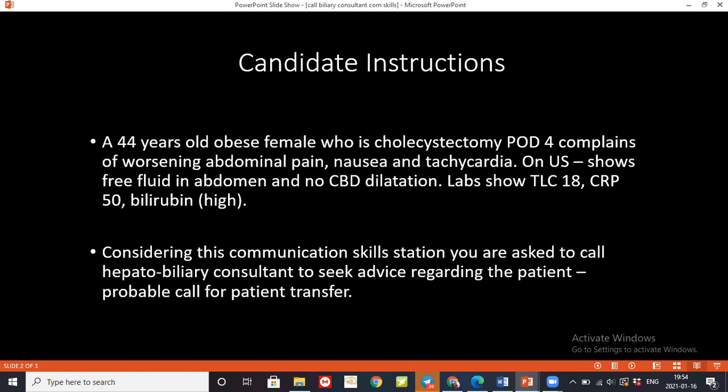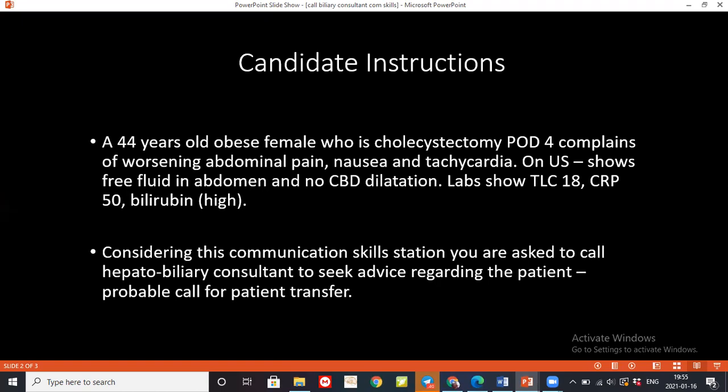I think a possible source is bile leak. Okay. So, what are the possible sources of bile leakage? I think due to cystic duct stump leakage due to slipped clip, or common bile duct stone, or an accessory cystic duct, and leakage from the liver bed, and common bile duct injury. Okay. Good.